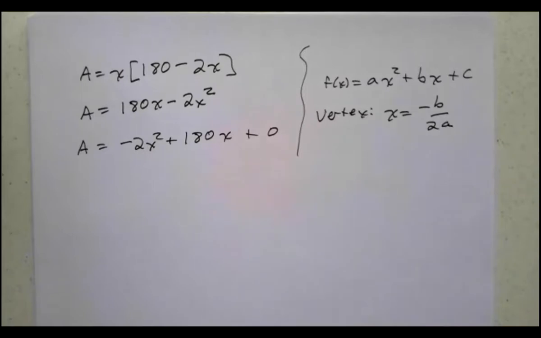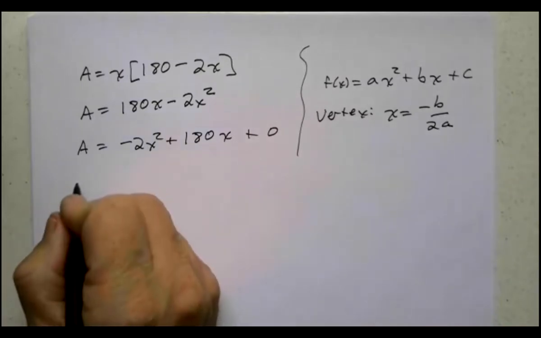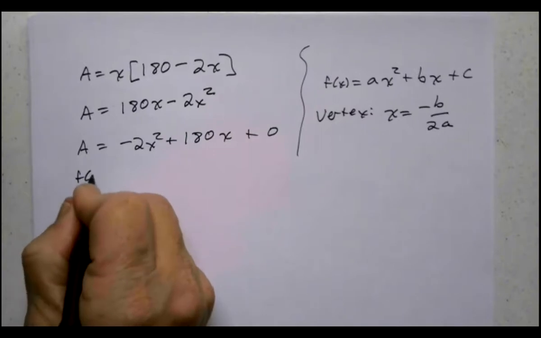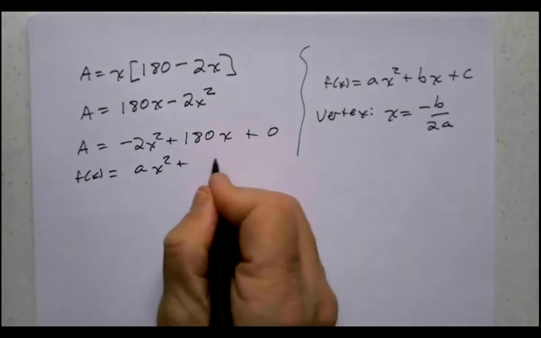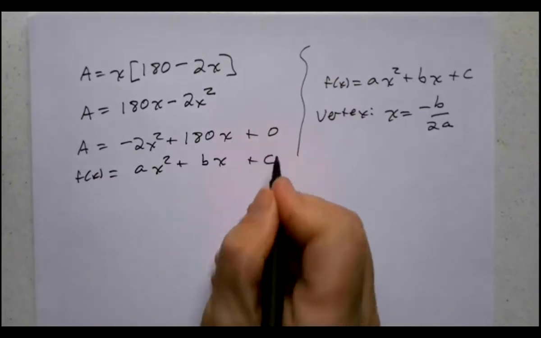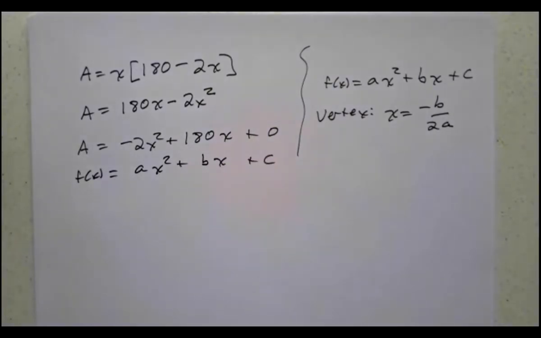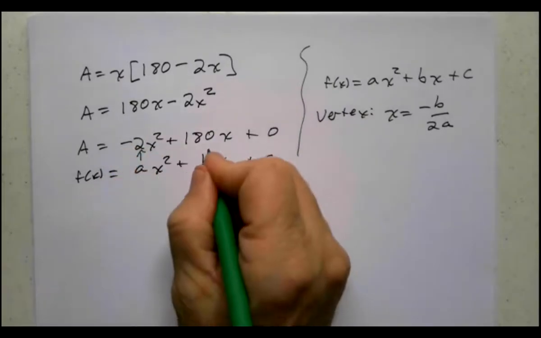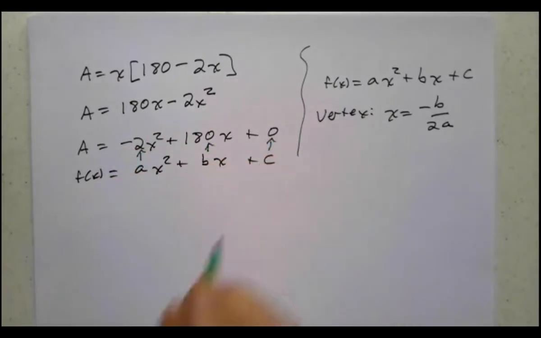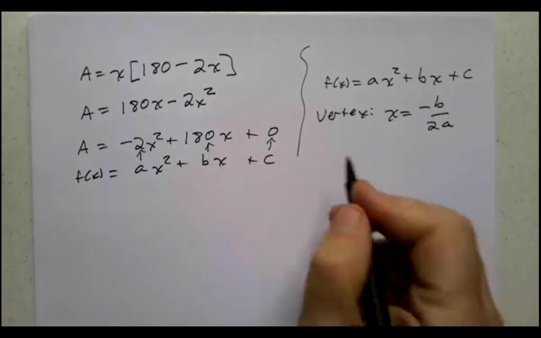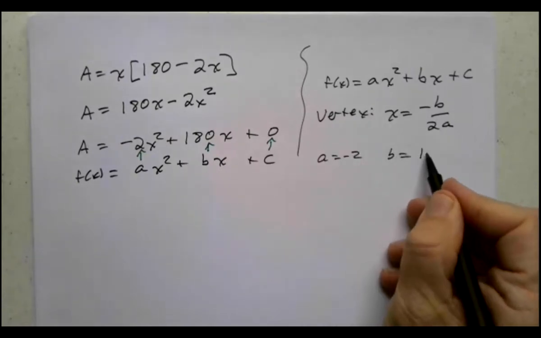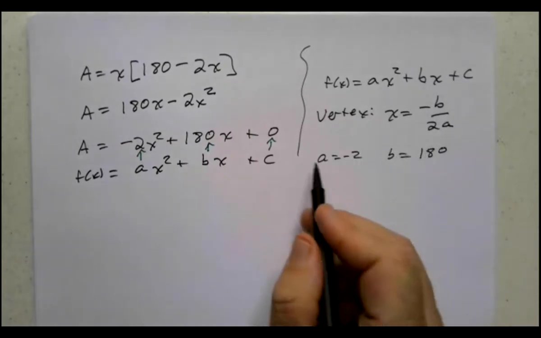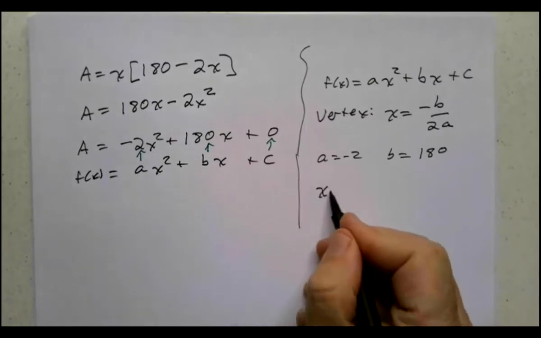So in this problem, what do we have? I'll call our function f of x here just so we don't confuse the two sets of a's. F of x is little a x squared plus little b x plus c. So little a is negative 2, little b is 180, little c is 0. Not that I need that. But my vertex is negative b over 2a. So again, we have a is negative 2, b is 180.